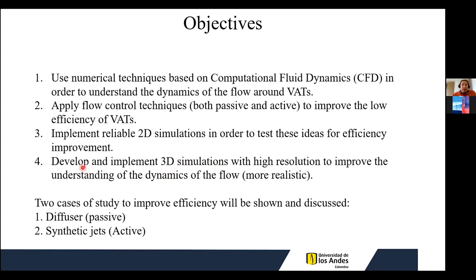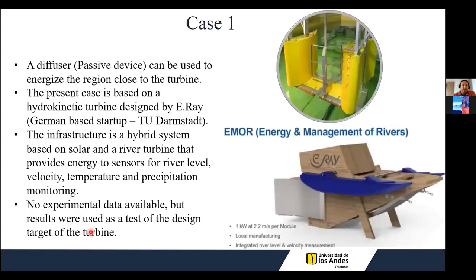So for this, I'm going to focus my discussion on these two cases. Case one is implementing 2D simulations using a diffuser in order to increase the efficiency of the vertical axis turbines. And the second one is using synthetic jets, and I will give some details later about what a synthetic jet is and how it can be used in the improvement of the efficiency of these devices.